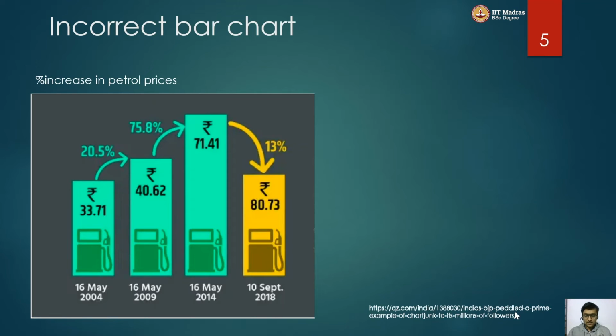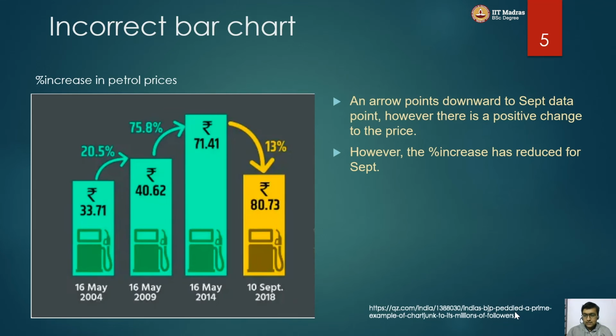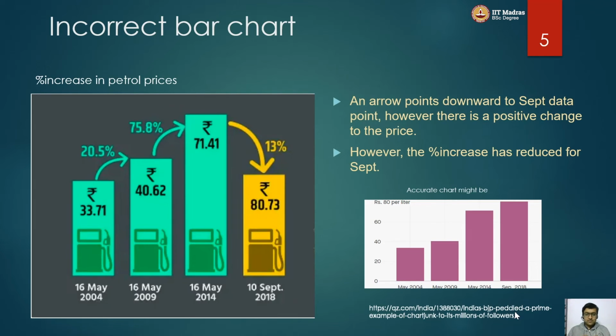Actually, the analyst might have intended to show that the percentage increase has dropped from 75.8 percent to 13%. But in that case also, since the increase is positive, in your bar chart the length in 2018 should be more than 2014. So the actual chart might look like this. It will be gradually increasing from 2004 to 2018.